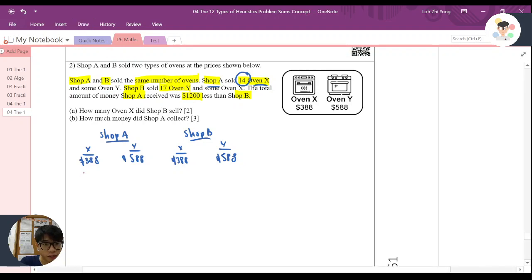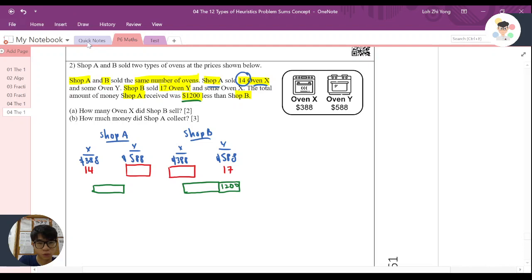Let me just quickly change the color. 14 here, and I don't know how many here, so I just put a box. I also know that I have 17 in oven Y, but I don't know how many in X. The question also tells us that shop A received 1,200 less than shop B, which means shop B has an extra 1,200. And this is basically the whole situation of the question.